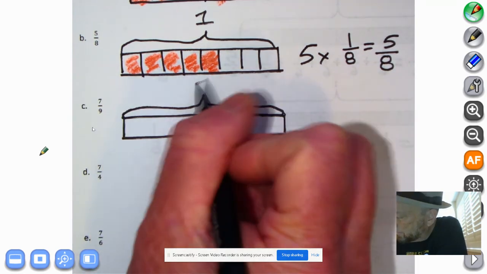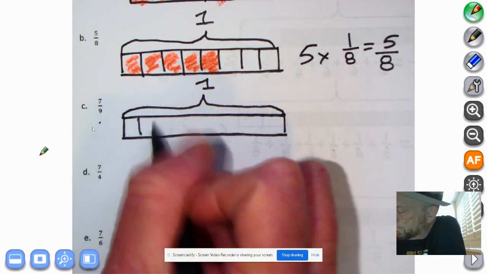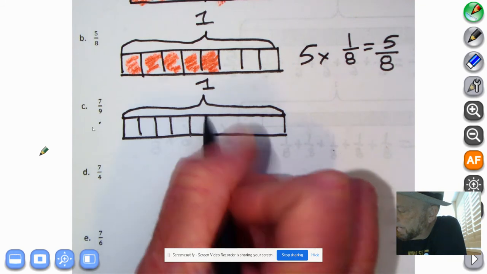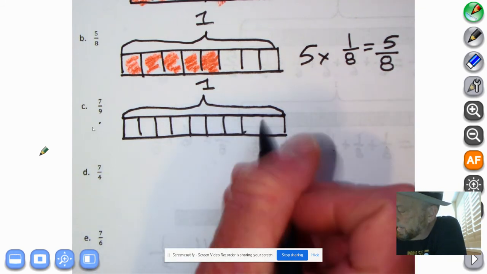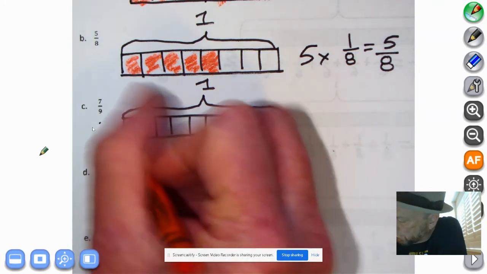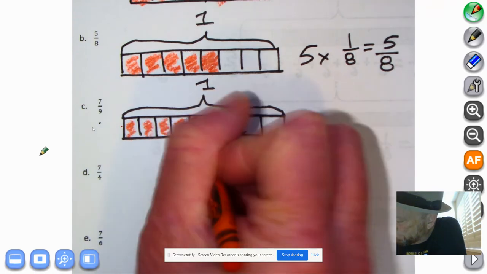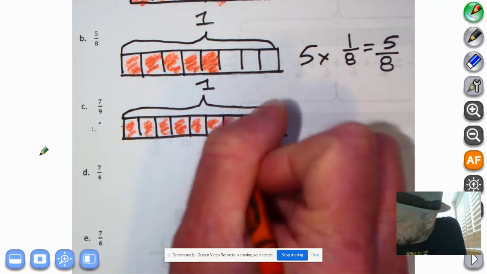How many pieces or parts is it broken into? And look at the denominator is 9. 1, 2, 3, 4, 5, 6, 7, 8, and 9. What's my numerator? 7. So I have 7/9. 1, 2, 3, 4, 5, 6, and 7/9.